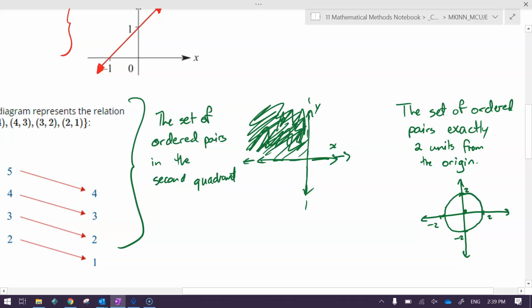That's a relation which I could define using x squared plus y squared equals 4, x squared plus y squared equals r squared being the equation of a circle, or I could define it in words. Still relations, still a set of ordered pairs, lots of ways of defining them. As long as you follow the rules, you'll get the right bits.